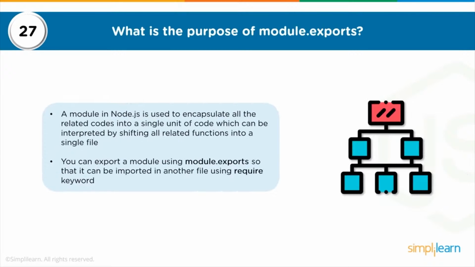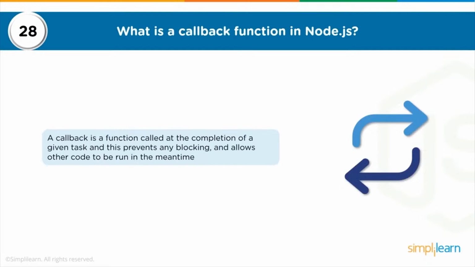So what is the purpose of module exports? A module export is a way to encapsulate the entire code for a solution in a single package, in a single file. And then you can share that with other developers, so you're all working from the same environment. So what is a callback function in Node.js? A callback function is essentially that once you run and you've triggered an event and the response has been given, you want to then have a callback to validate that the task is complete.